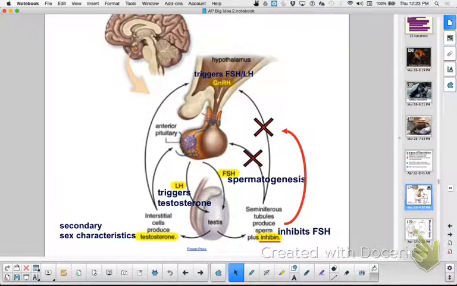That is triggered by gonadotropic releasing hormone, and we talked about that.